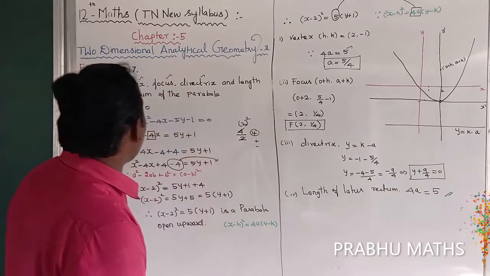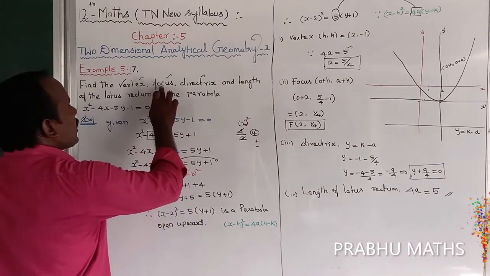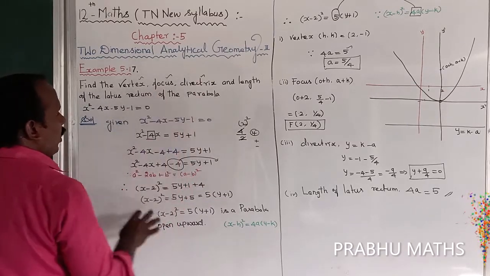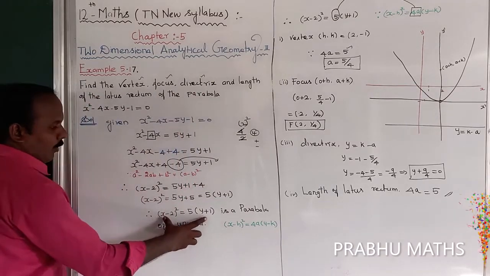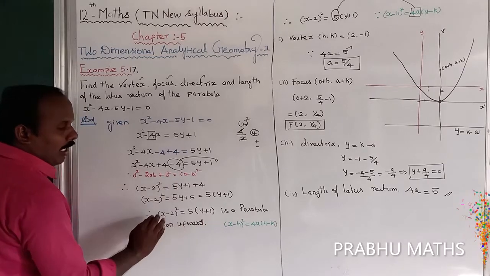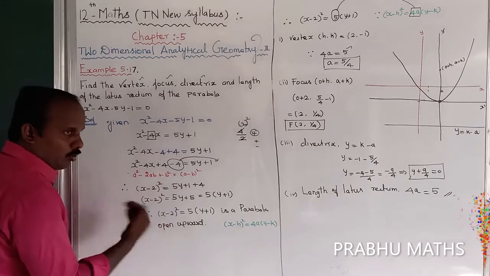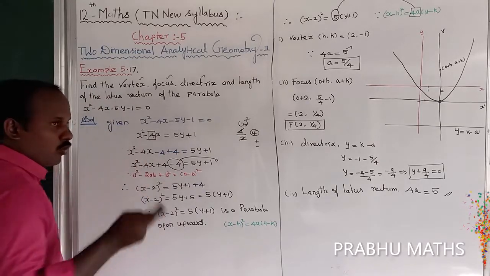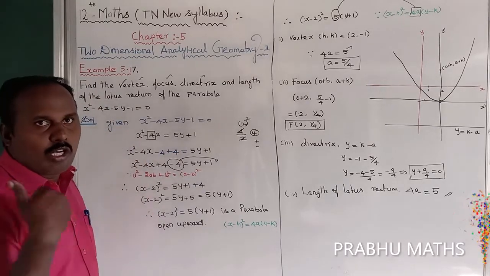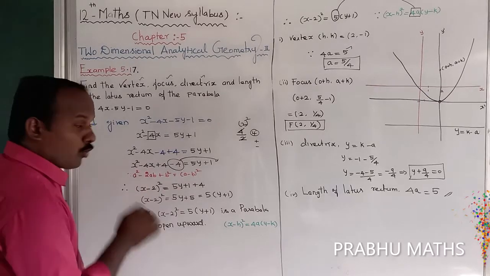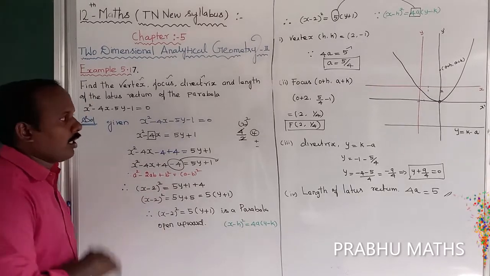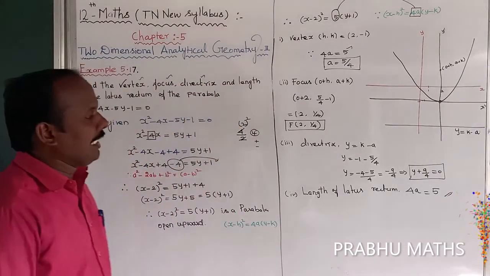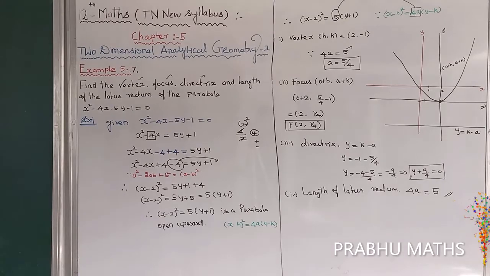So first of all, find the vertex, next the focus, next the directrix, next the length of latus rectum of the parabola. First convert to the standard general form of the parabola, and then see which side it opens: upward, downward, right side or left side. Suppose it is x square, there are only two possible sides, one upward and one downward. Suppose it is y square, it opens to the right side or left side. Next find the vertex, focus, directrix and length of latus rectum.